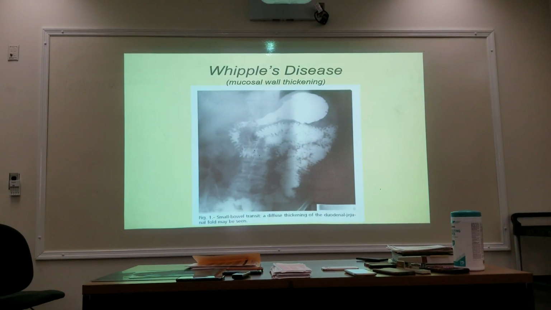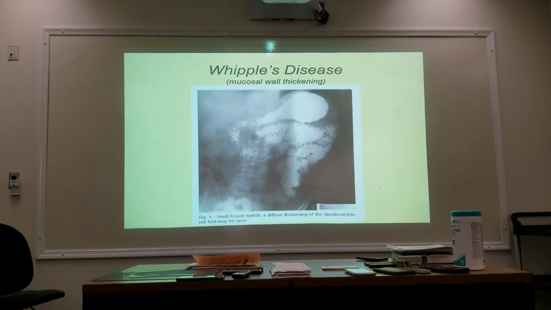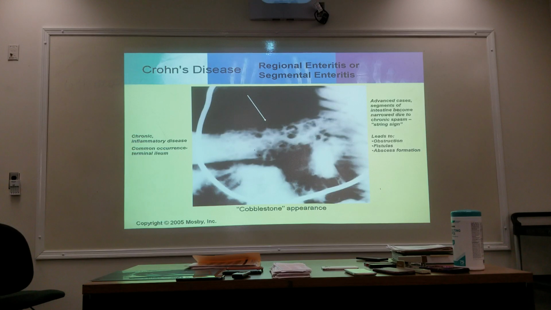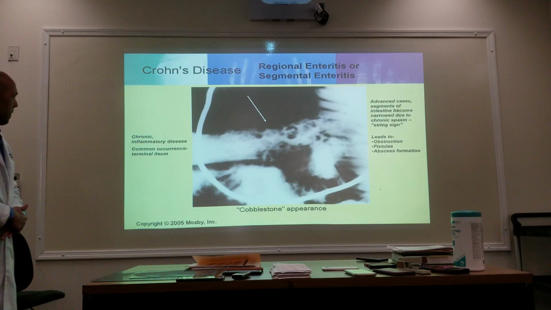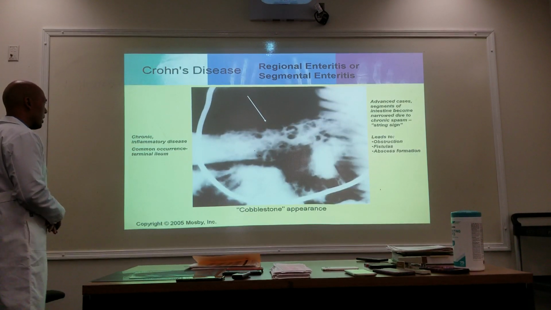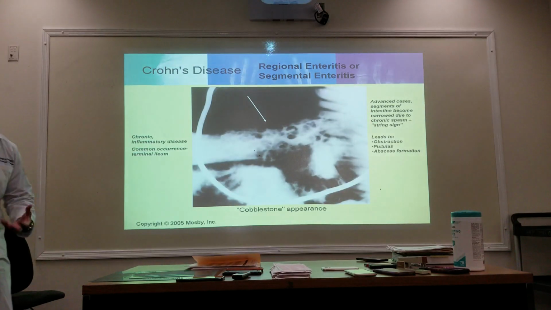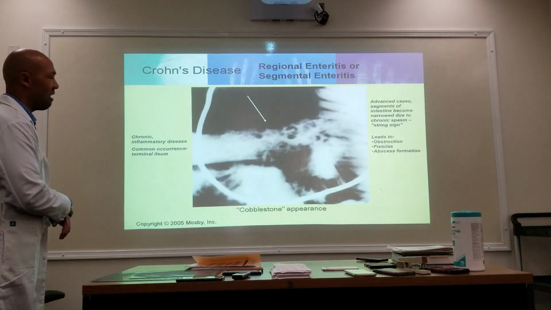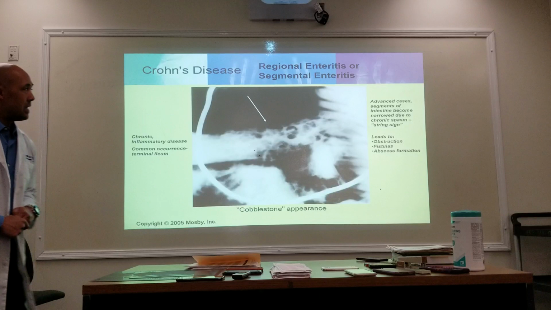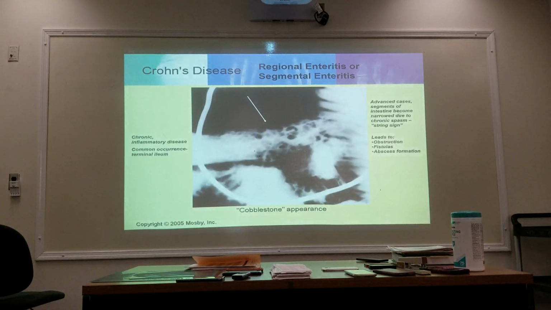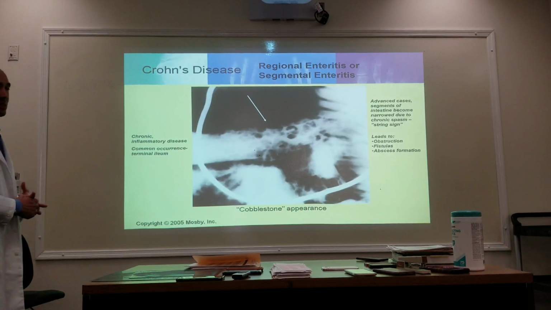So Whipple's disease, again, we have mucosal thickening of the walls. Okay, Crohn's disease. Crohn's disease is a chronic inflammatory disease. That means it's constantly thickened, constantly inflammatory. They have no cure for Crohn's. It's also known as regional enteritis or segmental enteritis.